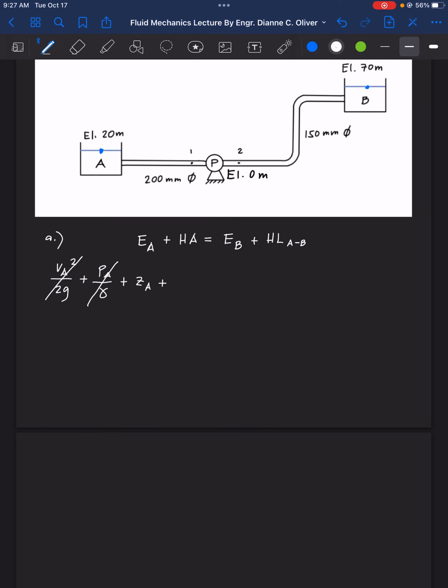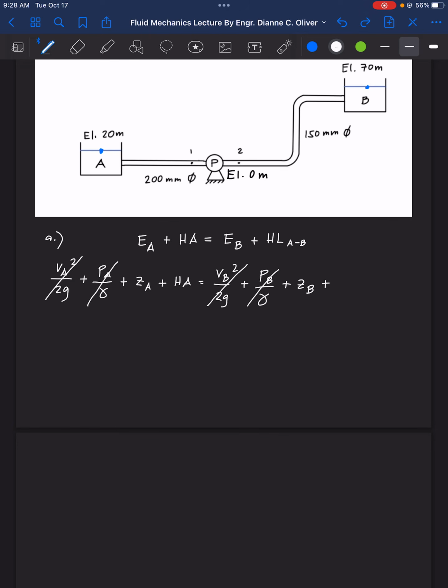So plus head added equals, as for point B, there is no velocity head for point B since again it's also exposed. There is no pressure head at B since it's also exposed. And there is elevation for B. Then we have here the head loss.